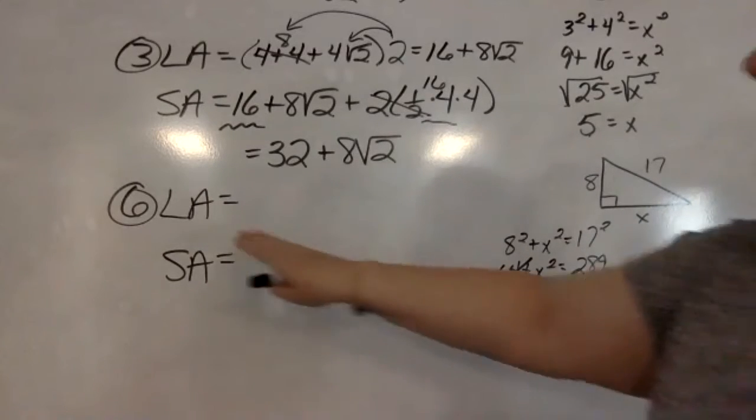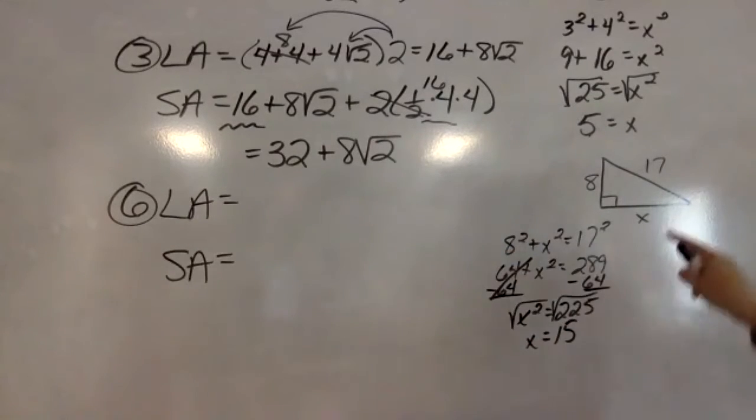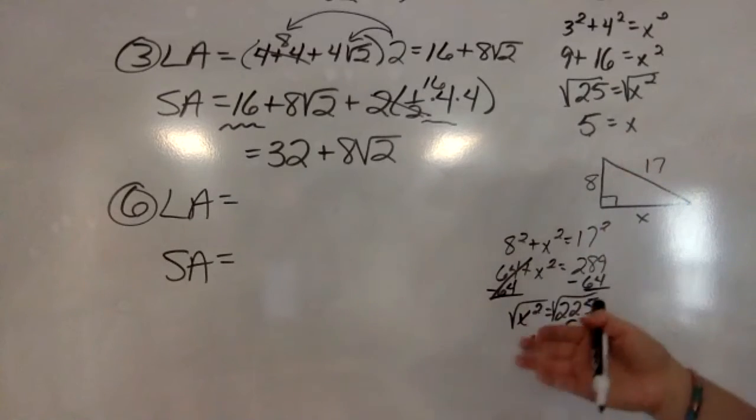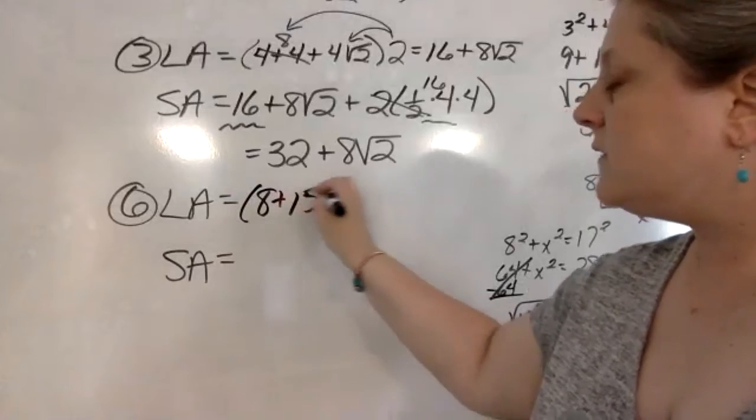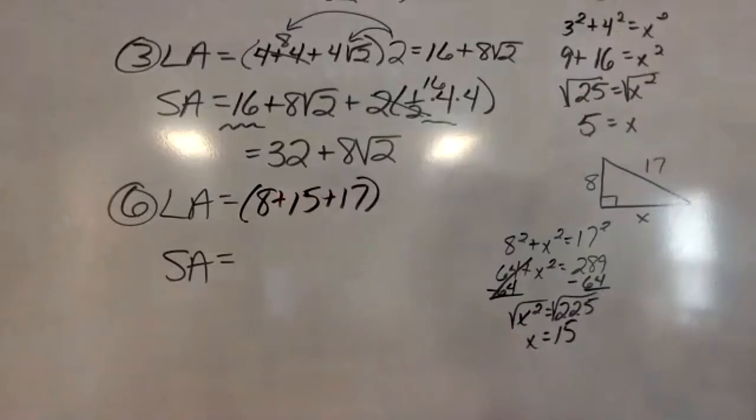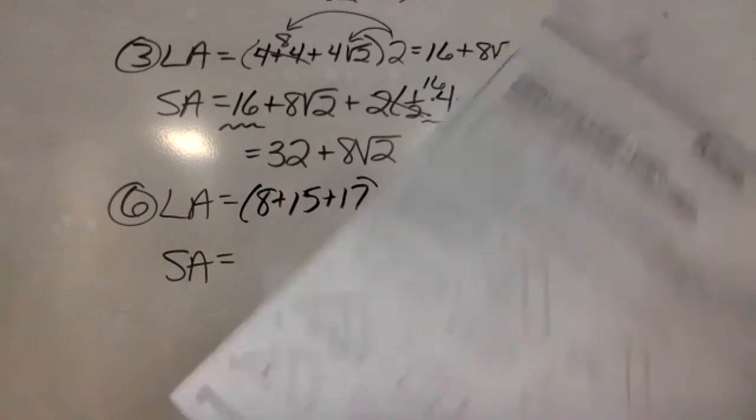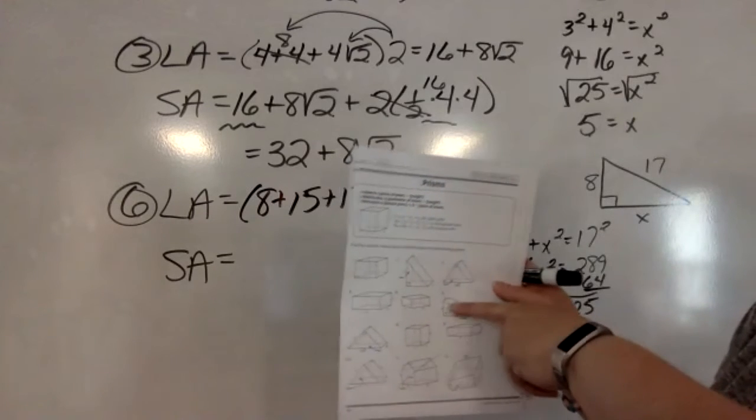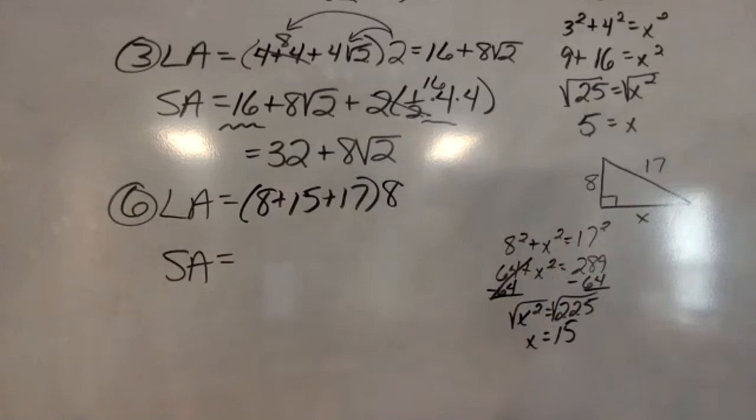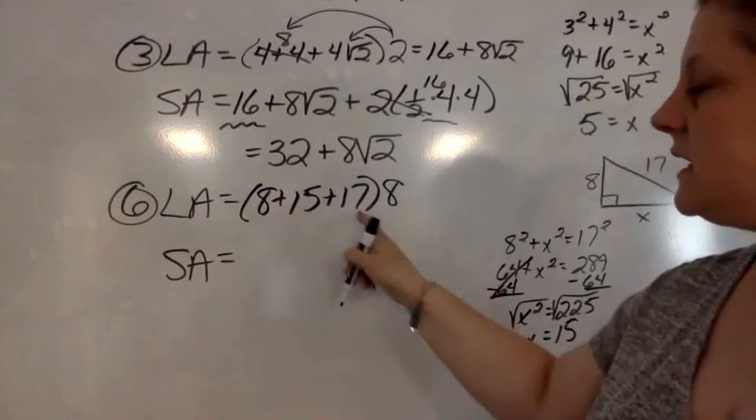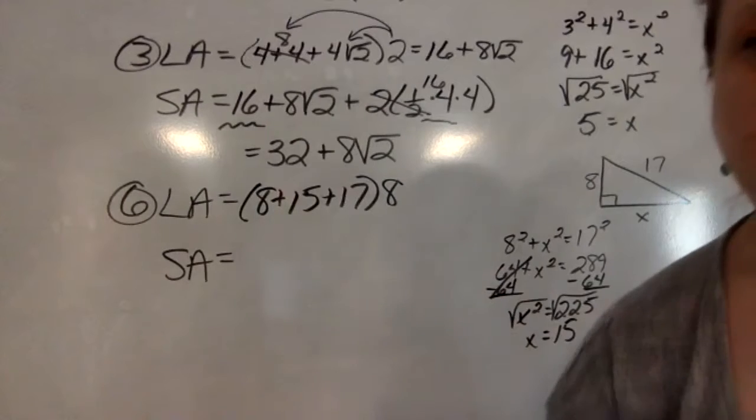So when I go to find my lateral area, it's the perimeter of the triangle times the height of the prism. So for the perimeter of the triangle, I have 8 plus 15 plus 17 times the height of the prism, which is the length of the segment connecting the two triangles together, which is also an 8 on this picture. So that's what we got to work out for our lateral area for number 6. So you've got 8 plus 15 plus 17, and then you're going to multiply that by 8.